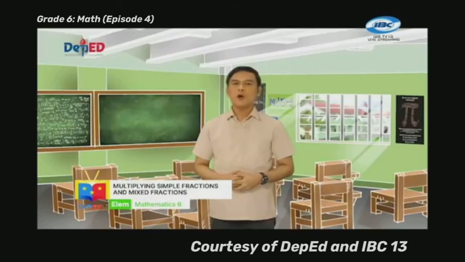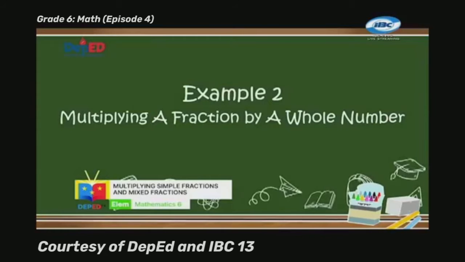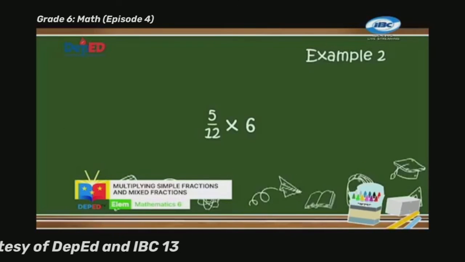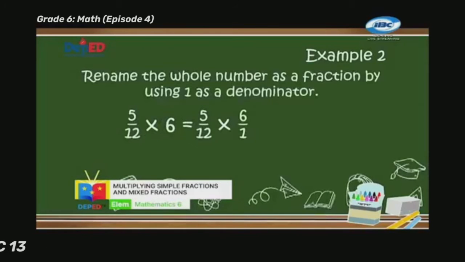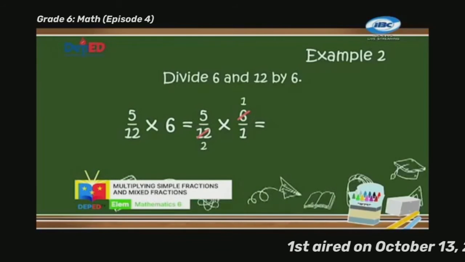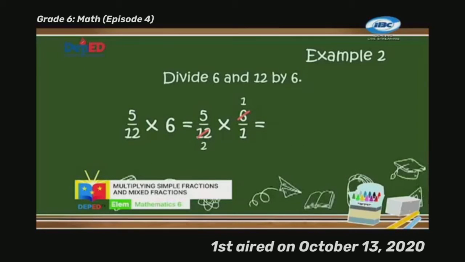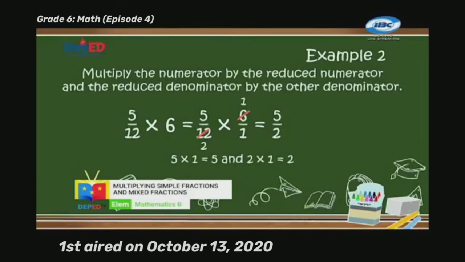Example number 2. Multiplying a fraction by a whole number. 5/12 times 6. First, rename the whole number as a fraction by using 1 as a denominator. Look for a pair of numerator and denominator with the greatest common factor or GCF. 6 and 12 have 6 as their GCF. Divide 6 and 12 by 6. 6 divided by 6 becomes 1. 12 divided by 6 becomes 2.